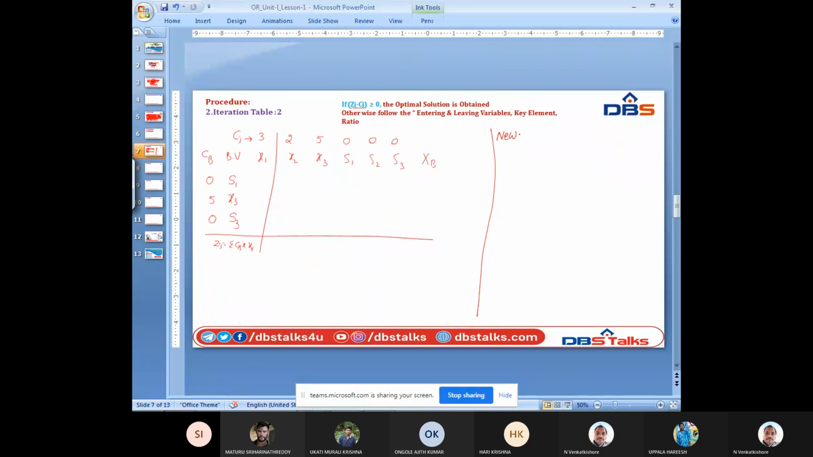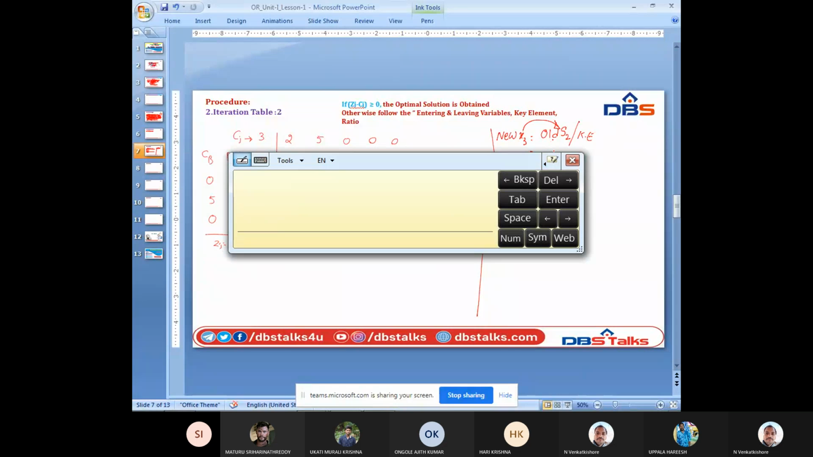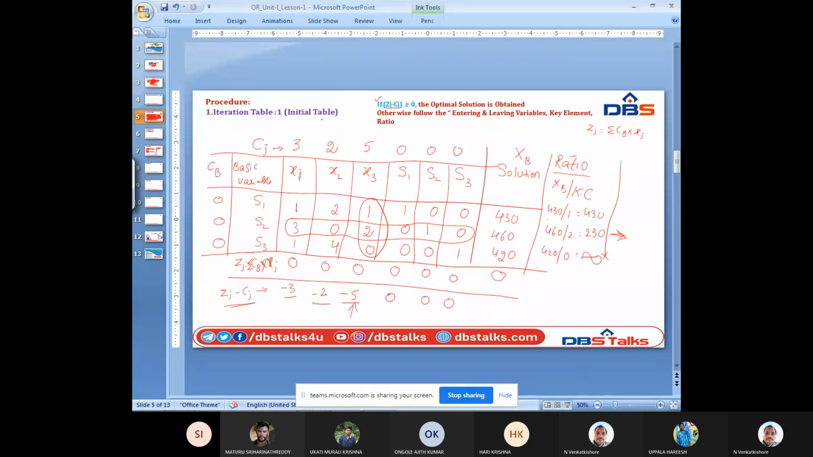The new X3 is the old S2 divided by the key element. What is called the key element? Where the key row and the key column intersect. This is called the key element. So divide the entire leaving row by the key element.